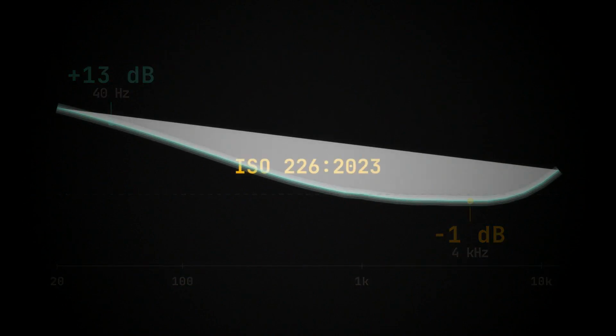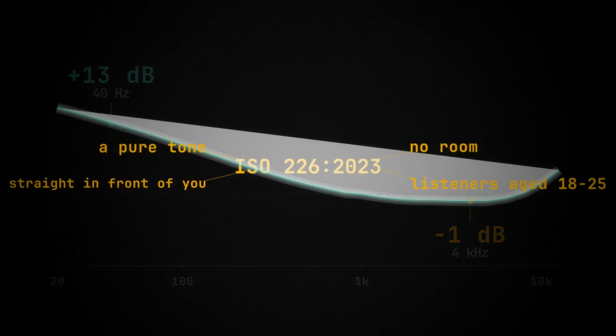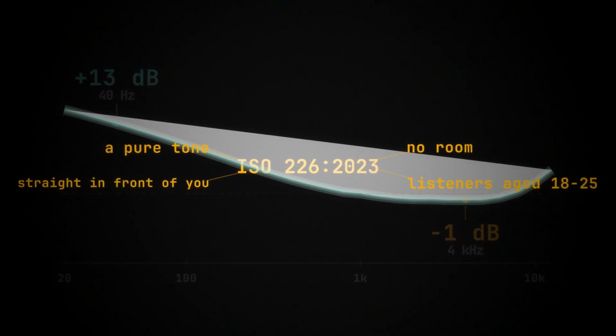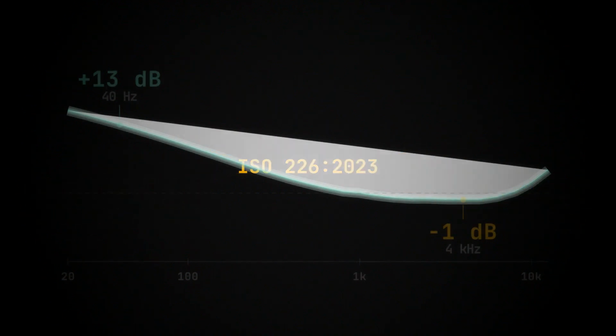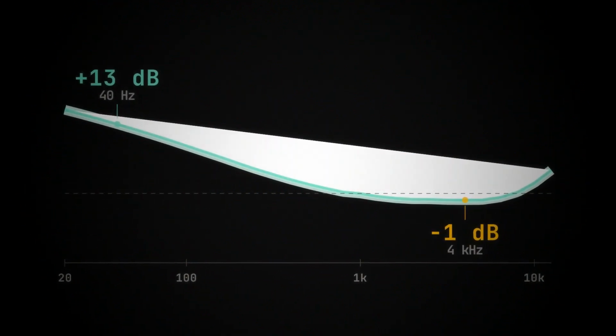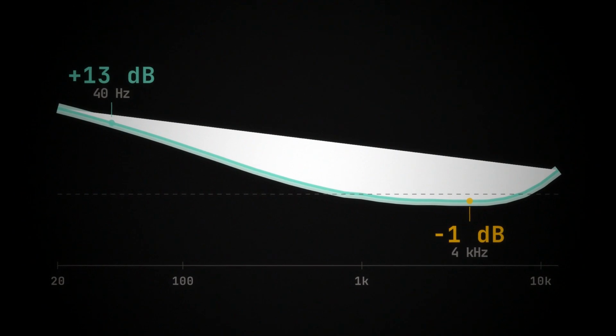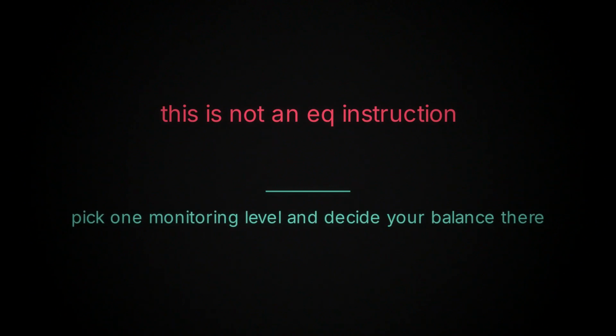And those curves come from a standard that is careful about what it measured. A pure tone straight in front of you, no room, listeners aged 18 to 25, none of which is your track, in your room, on your monitors. So don't turn this into an EQ instruction. Pick one monitoring level and make your balance decisions there. Change the level and you can end up chasing your own playback choice.